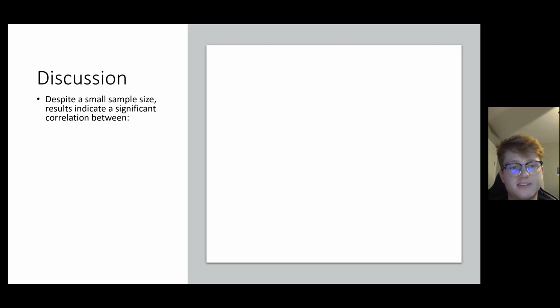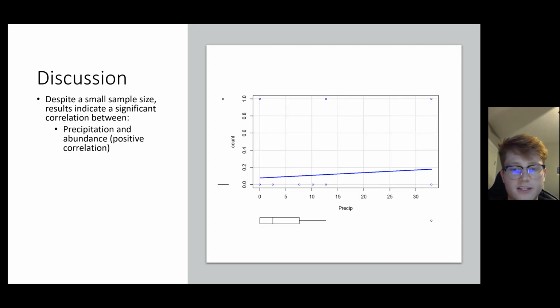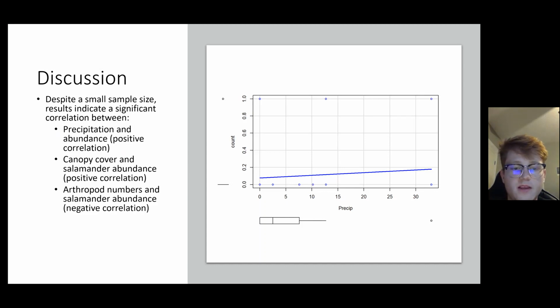Despite a small sample size, results indicate a significant correlation between precipitation and abundance. This was a positive correlation. As you can see on the right here in the scatter plot, as precipitation increases, our count also tends to increase. Canopy cover and salamander abundance was also a positive correlation. And arthropod numbers and salamander abundance showed a negative correlation.